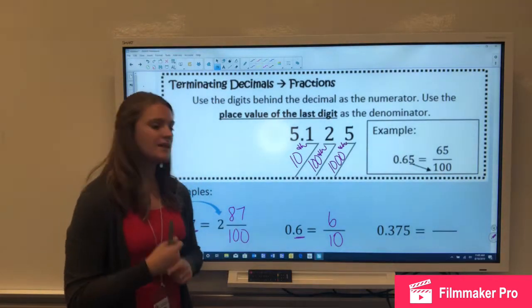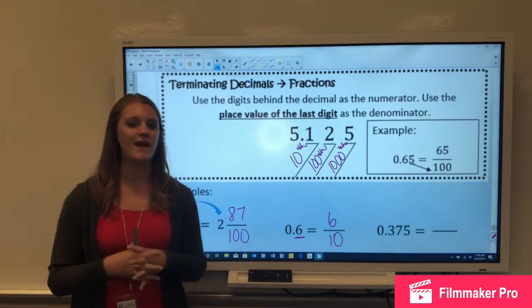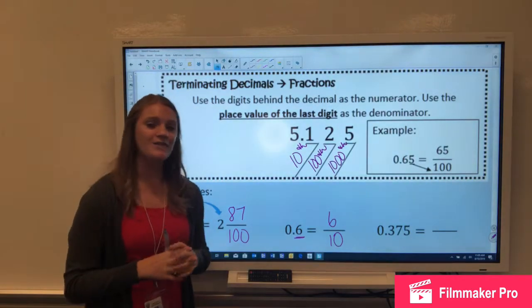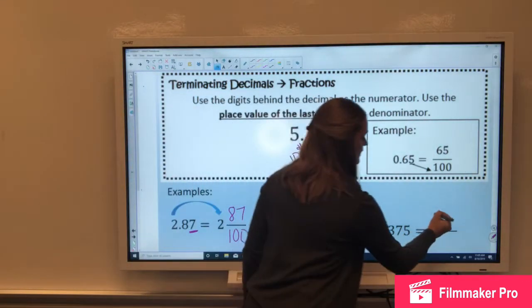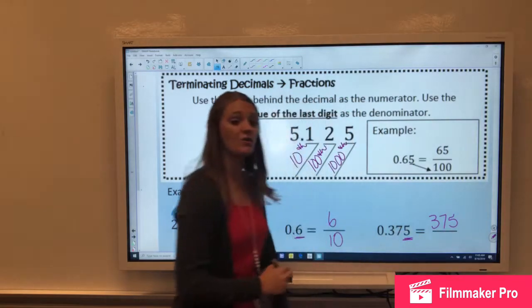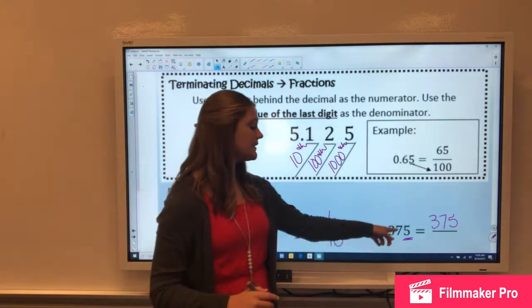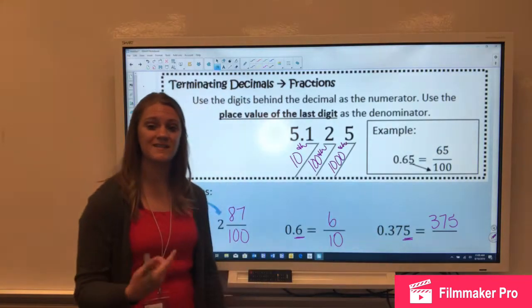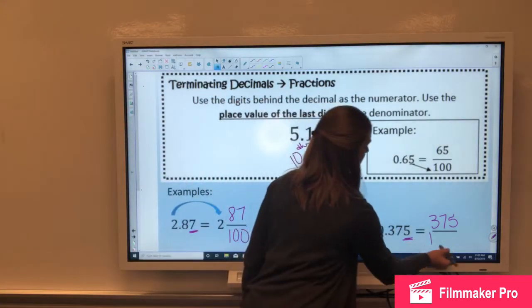All right, lastly, 0.375. Think about how you might say that and predict the fraction in your head. 375 would be our numerator, it's behind the decimal. And if I were to say this decimal correctly, it would be 375 thousandths, because it ends in the thousandths place. So our denominator is 1,000.